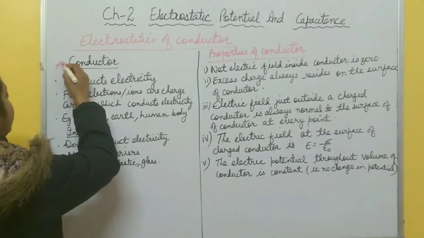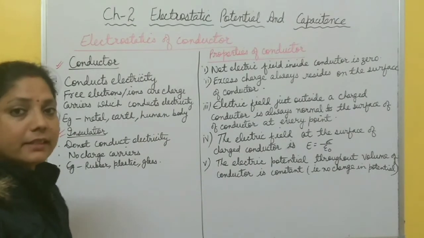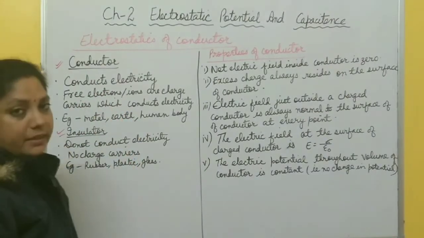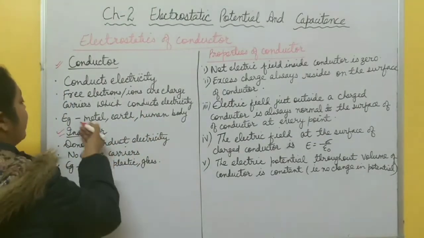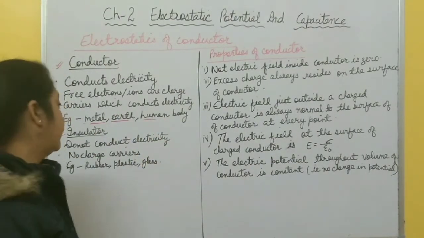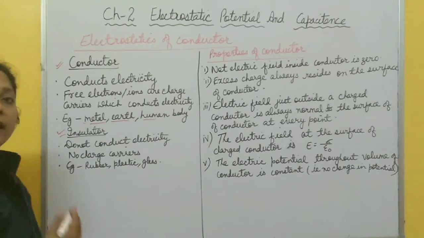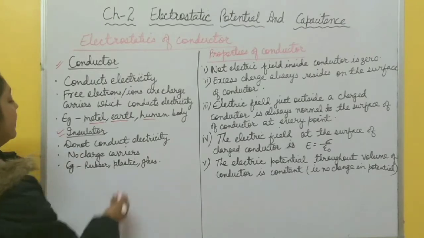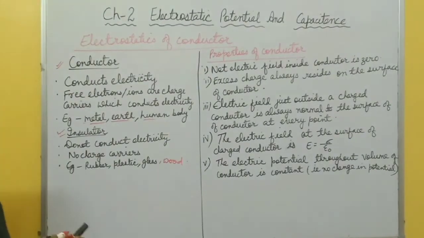First, what is a conductor and what is an insulator? Conductors are those substances which conduct electricity, and these substances have a large number of free electrons or ions. They are the charge carriers in conductors which conduct electricity. For example, metal, earth, and the human body are all good conductors of electricity. Then insulator: an insulator is the opposite of a conductor. Those substances which do not conduct electricity. No free charge carriers are there in insulators. Examples are rubber, plastic, glass, and wood, all these are examples of insulators, right?